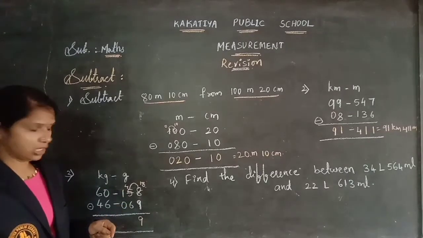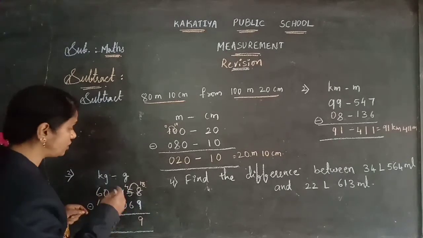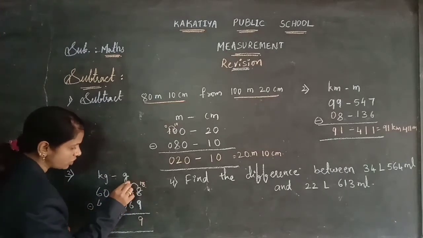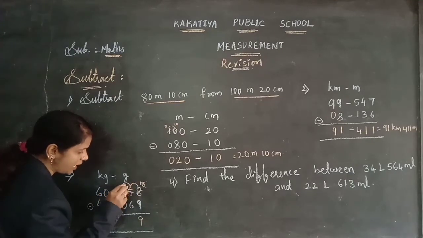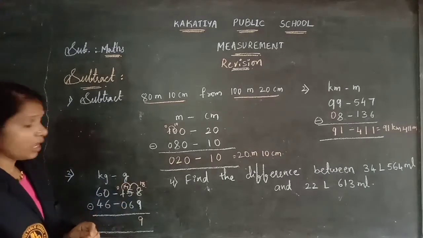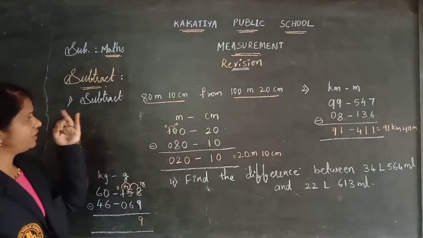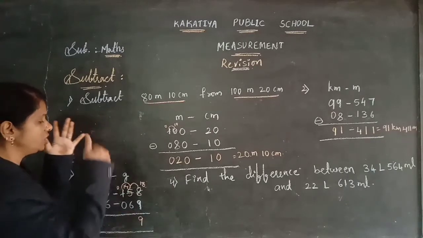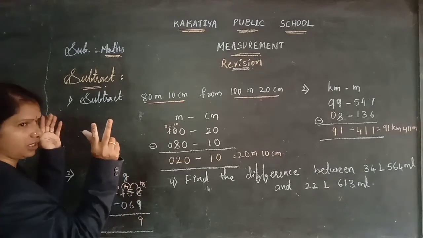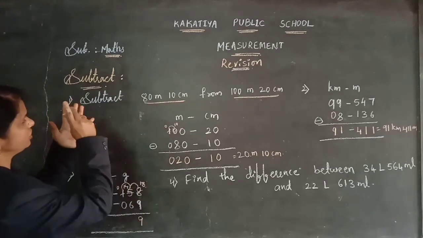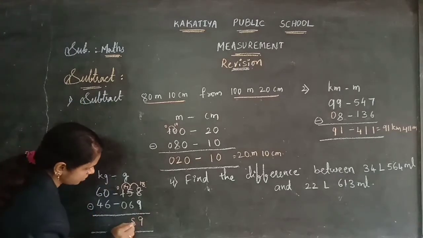Is it possible, children? No. Why? Because 4 is smaller and 6 is bigger. We can't subtract, so we need to take the borrow for this 4 also. If I take the borrow from the digit before, this 1 will become 0 and 4 will become 14. Now you can start counting from 6 to reach 14. 6 after 7, 8, 9, 10, 11, 12, 13, 14. So 8 numbers I require. 1, 2, 3, 4, 5, 6, 7, 8 numbers I required. So 8.